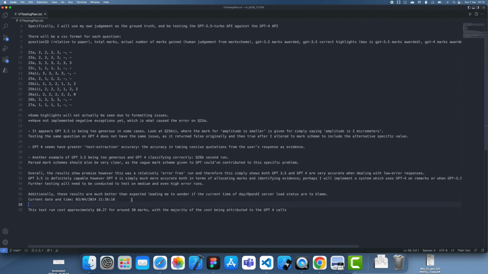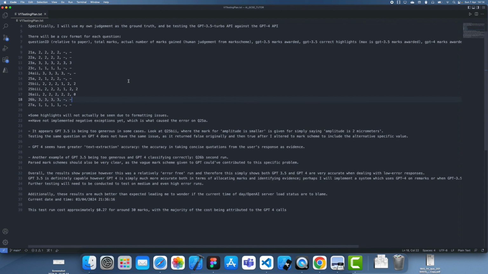Also, I added in the current date because these were actually a lot better than I thought they'd be. So maybe it had something to do with the load on ChatGPT's servers at the time. Sorry, OpenAI servers. But yeah, you can see this was actually a relatively expensive run. It cost me 27 cents for 30 marks. So that's around 1 cent per mark. And generally, the majority of that was just every time I called GPT-4, since it's 60 times more expensive.